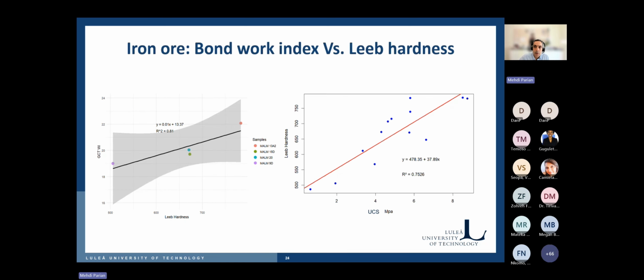Here we have a similar graph for the iron ore case. On the right, we see the correlation between the Leeb hardness on the y-axis and the point load index, UCS, on the x-axis. And we see this almost linear correlation. And then on the left side, we have the correlation between the GCT work index and the Leeb hardness. The graph on the left should be interpreted cautiously as the number of data points is limited and the correlation may only be applicable to a specific rock type that was tested here. So the rock type here was mostly massive iron ore.